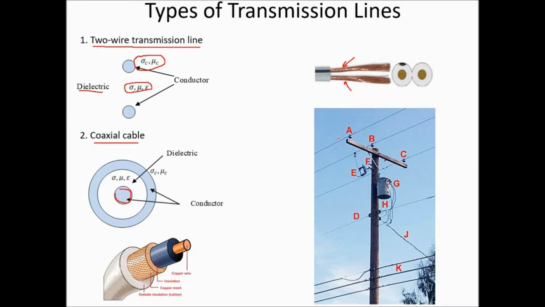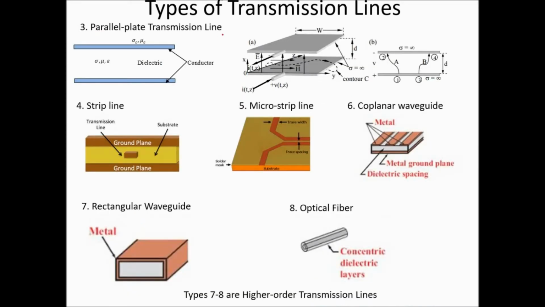You can also see a two-wire type transmission line with three phases. Here you see one phase, another phase, and a third phase for three-phase communications. There are a lot of protective gears and apparatus connected here, like A, B, C. Next is the parallel plate transmission line. You see we have two plates here, separated by a dielectric material. You can also see the cross-sectional diagram like this.